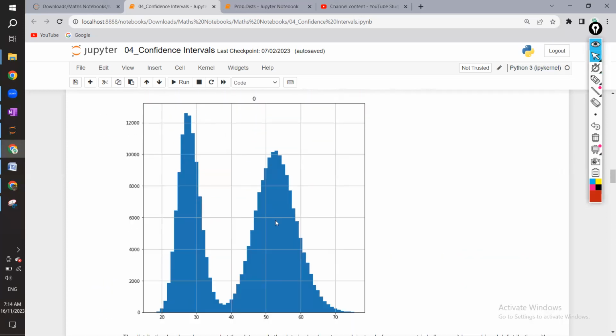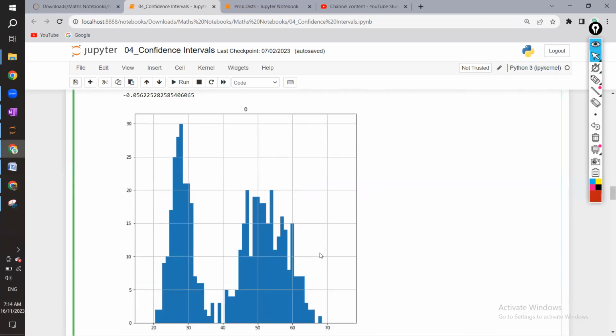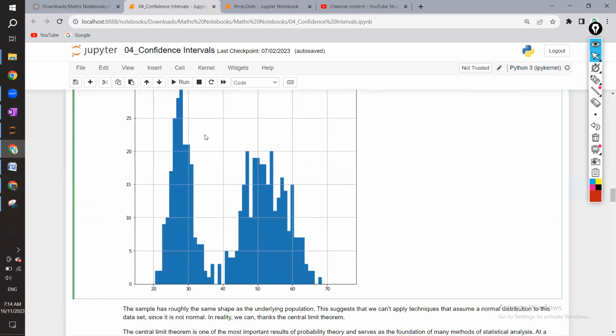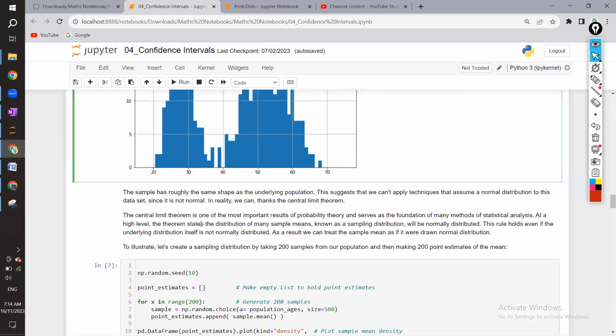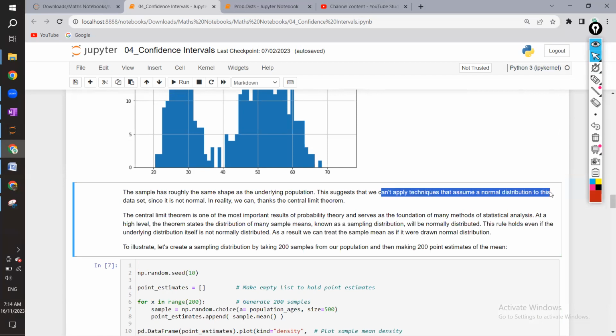This is the population structure. This is the sample. This is the sample skew, and it is the sample structure. See, is my point correct? Whatever the population distribution is, the sample is also more or less having the same thing. Agree? The sample has roughly the same shape as the underlying population. This suggests that we cannot apply the techniques that assume normal distribution to this data, since it is not normal.